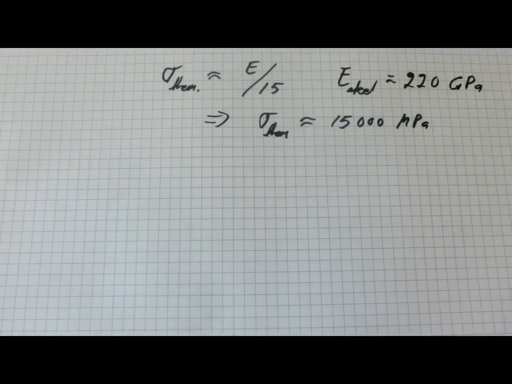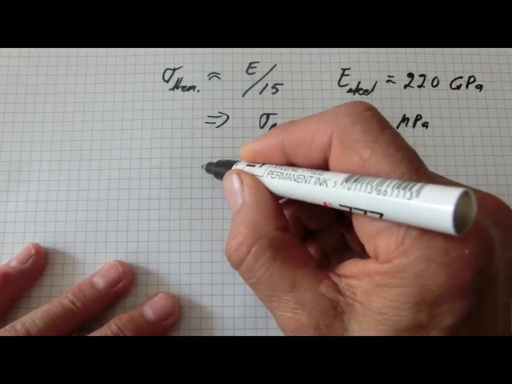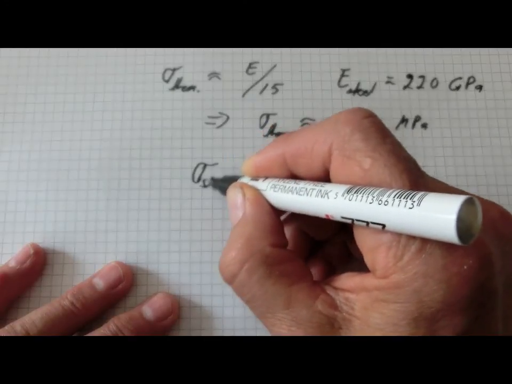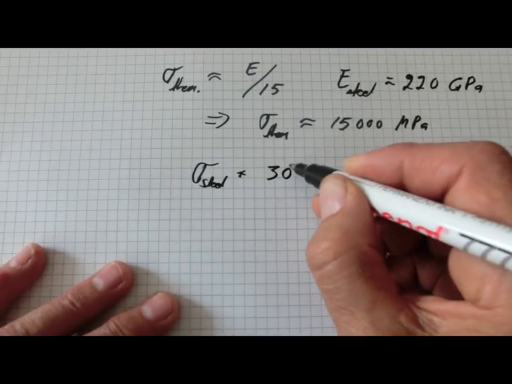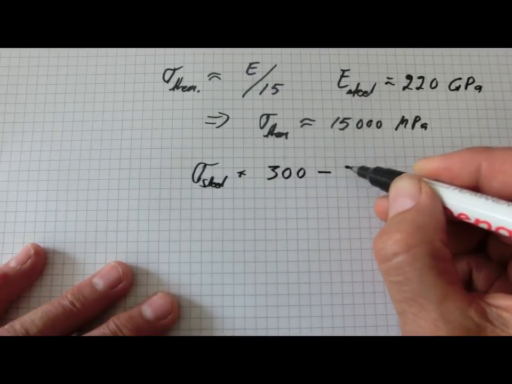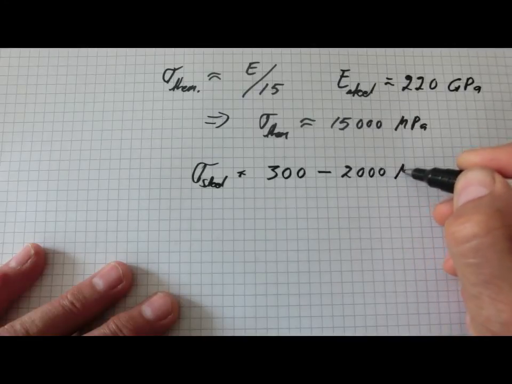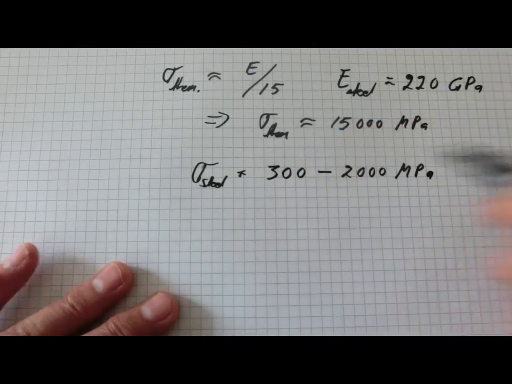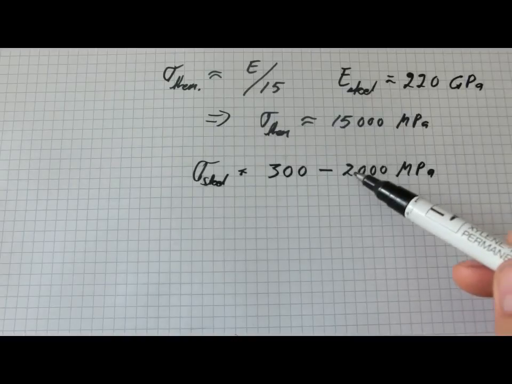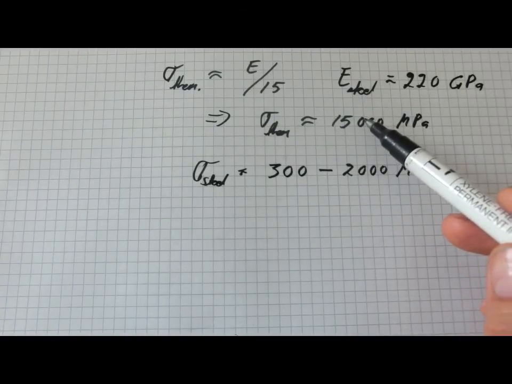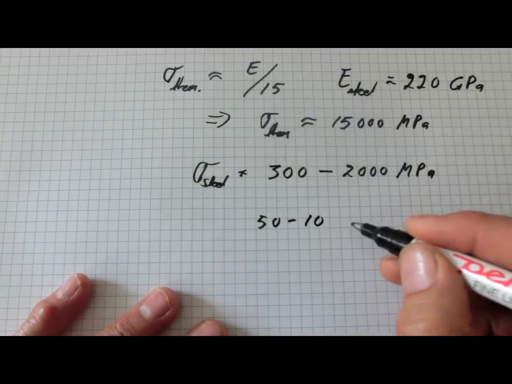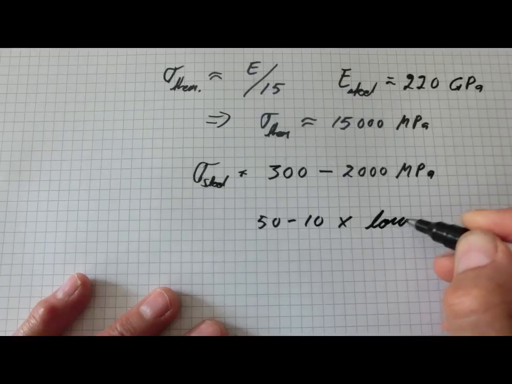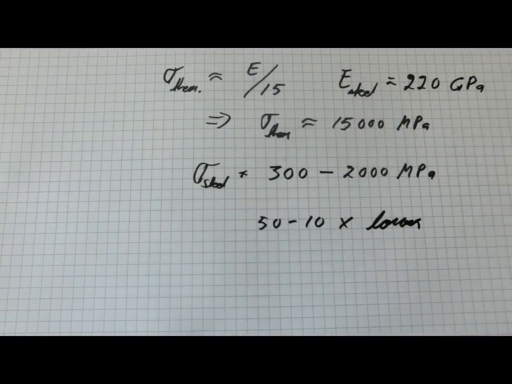But what is the real strength of steel? Well, if you look in the tables, you will find strengths of steel in the range from about 300, maybe even 200, up to 2000 megapascal. And we see that this is much, much lower than the theoretical value. Actually, it's about 50 to 10 times lower than the theoretical value. And that has to be explained.